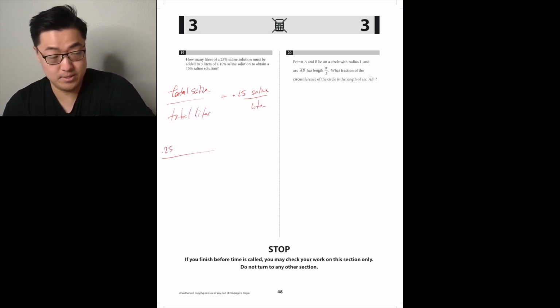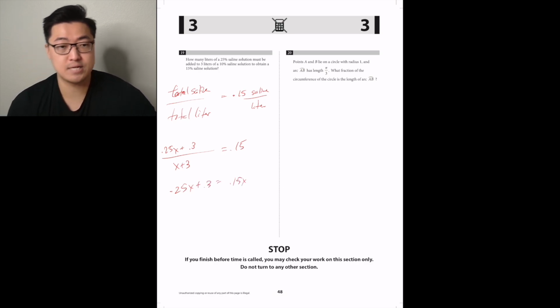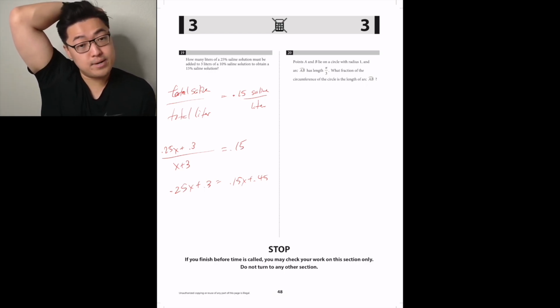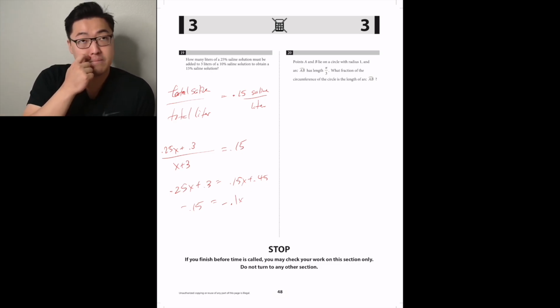How many liters of a point... So x times 0.25, plus what must be added, 3 times 0.1, so just 0.3. So 0.25x plus 0.3 over the number of liters, which is x plus 3, and then it has to equal 0.15. I think I might have said 1.5, but it's 0.25 for the 25. So 0.25x plus 0.3 is equal to 0.15x plus 0.45.